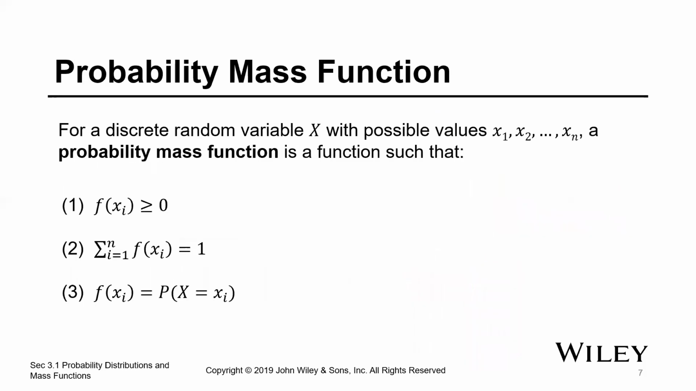So for discrete random variables, X with all kinds of probabilities, the function f of x is always going to be greater than 0. The summation of the sum of your probability: if I add all my probabilities together, they're going to be 1. Makes sense. I can't have more than 100% chance of anything. And f of x_i, that function, is actually my probability at that x value.